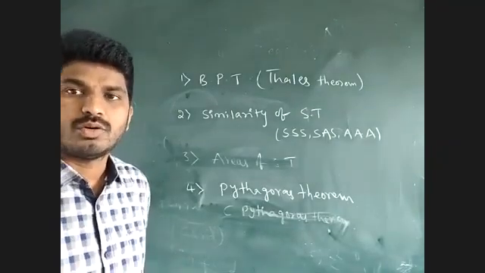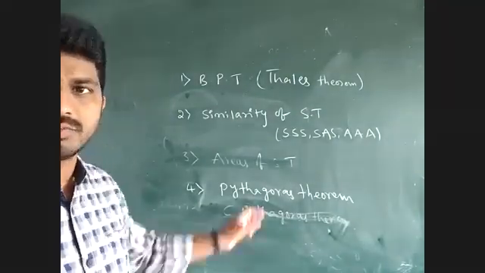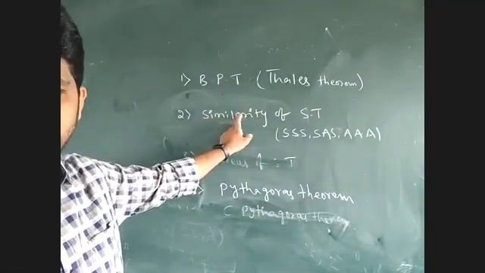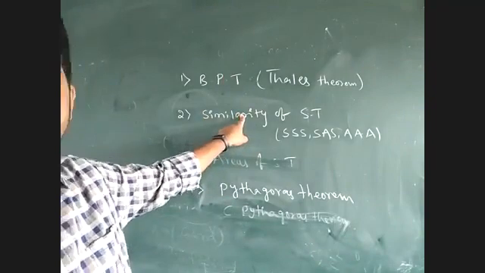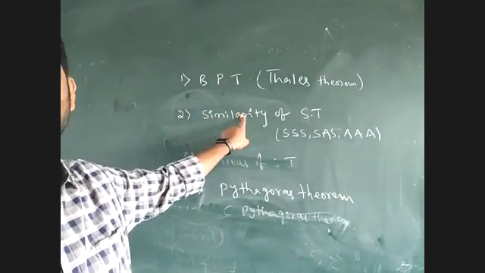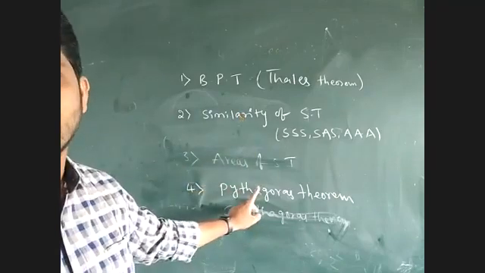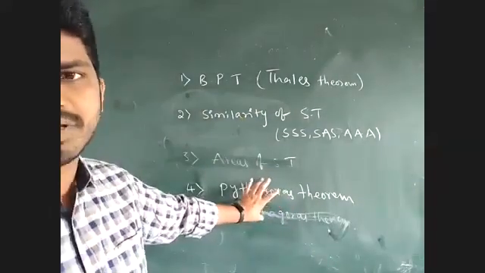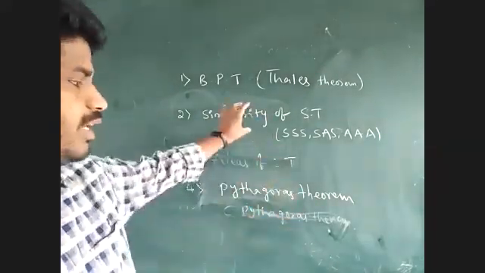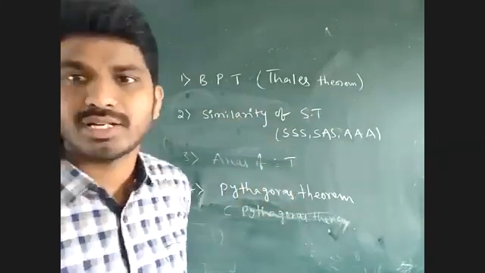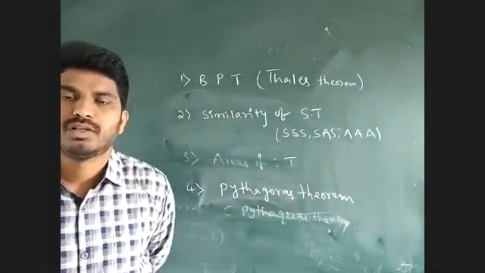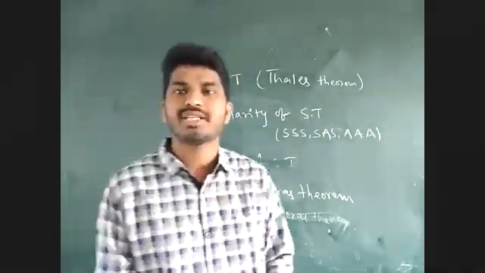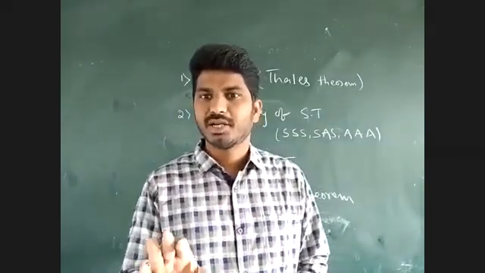So the 3 concepts are: first one is basic proportionality theorem. Second one is similarity of similar triangles, that is side, angle similarities. Third one is only Pythagoras theorem. It is nothing but 2 and 1/2 concepts. But this last concept is very, very important. Now I am going to start the first concept, basic proportionality theorem.